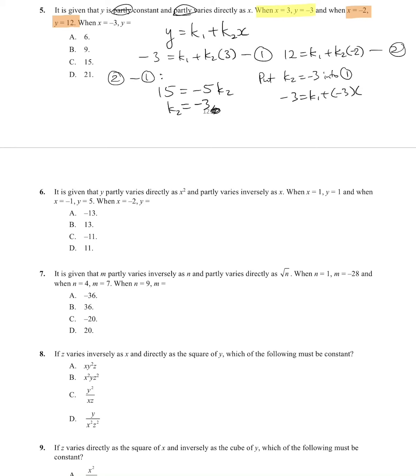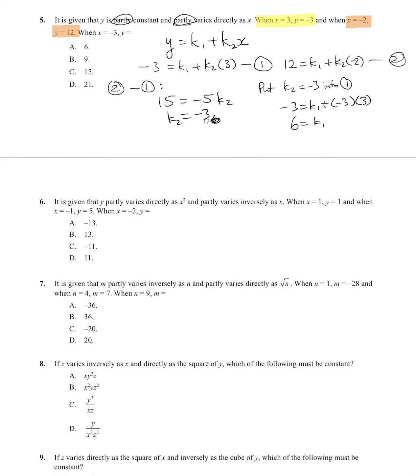So negative 3 times 3 is negative 9. When you push it over to the other side, you get a positive 9. So it's negative 3 plus 9 is 6. So y is actually 6 plus negative 3x, because k2 is negative.